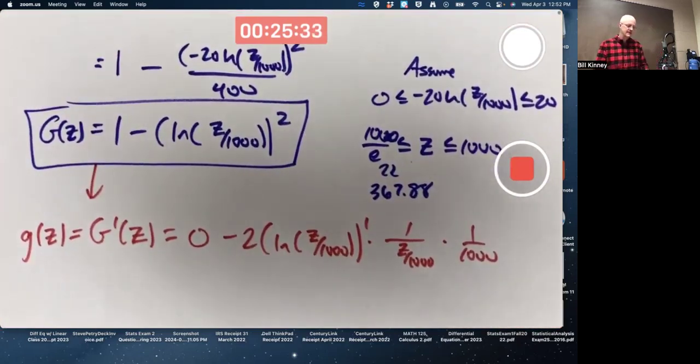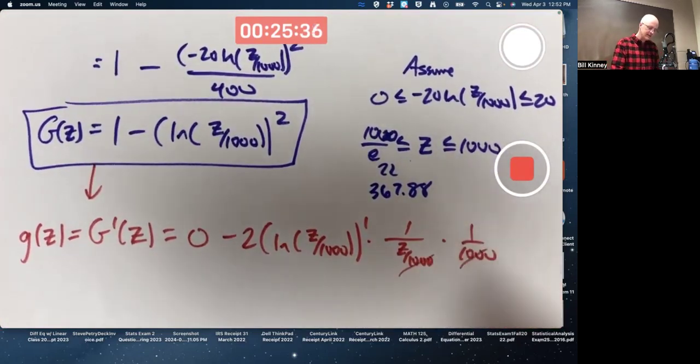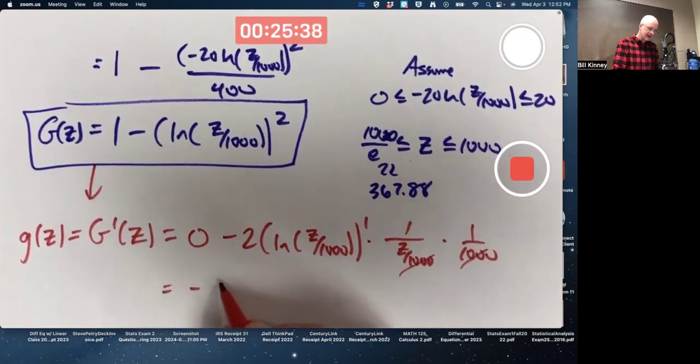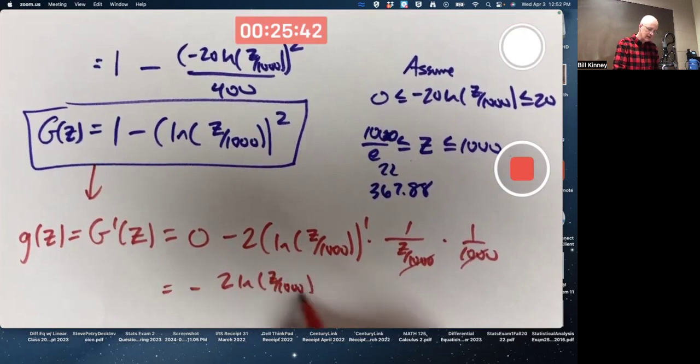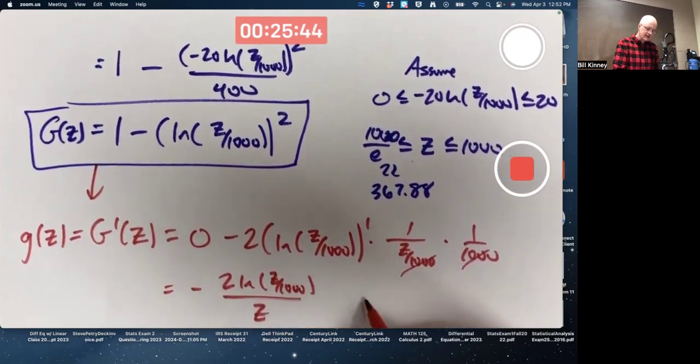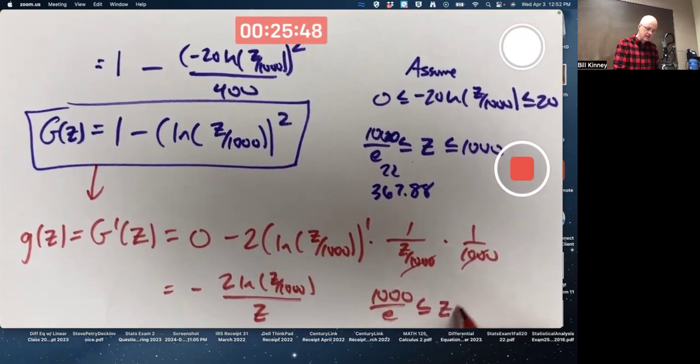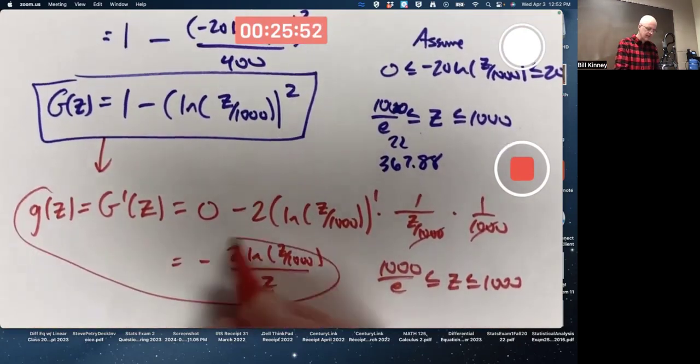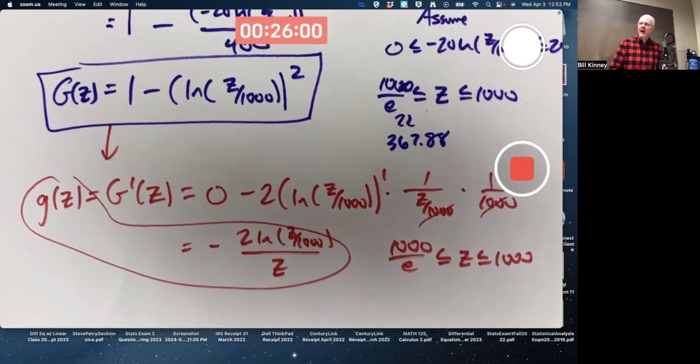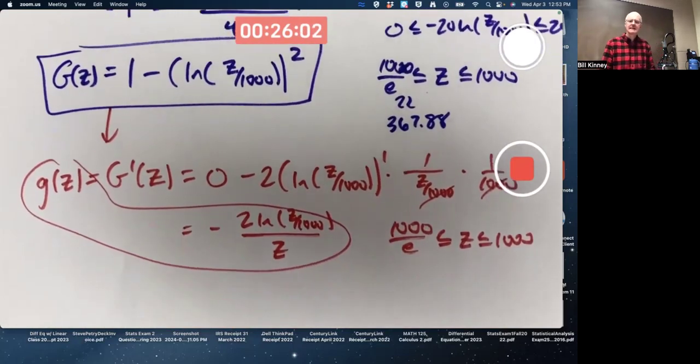That's little g unsimplified. The thousands cancel. It simplifies to negative 2 ln of z over 1,000 divided by z. Still z is between 1,000 over e and 1,000. There's the PDF. What does the graph of this PDF look like?